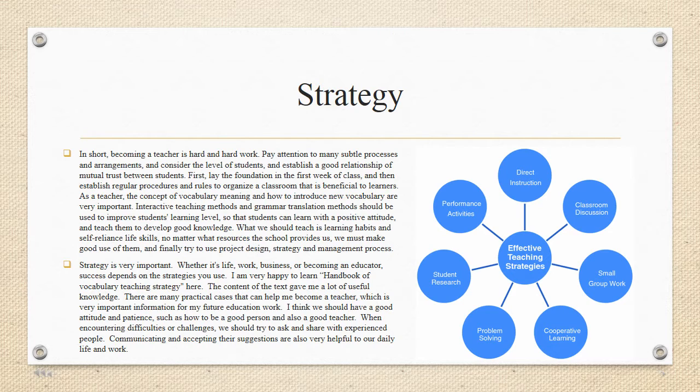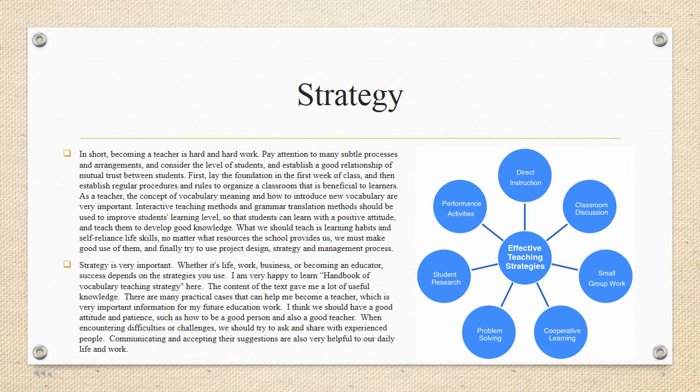Establish a good relationship of mutual trust with students. First, lay the foundation in the first week of class, and then establish regular procedures and rules to organize a classroom that is beneficial to learners. As a teacher, the concept of vocabulary meaning and how to introduce new vocabulary are very important.